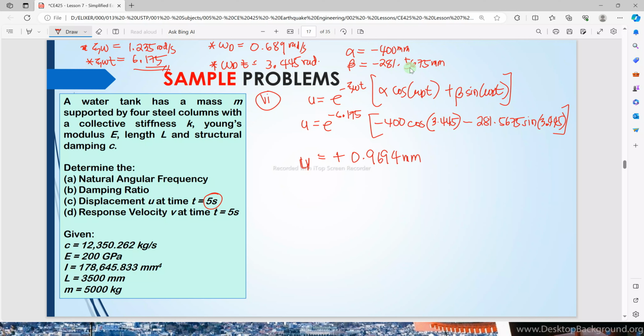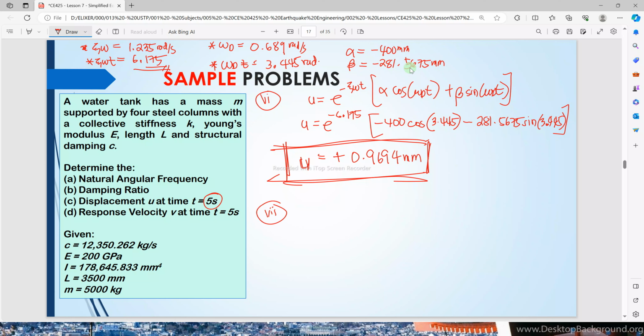0.9694 millimeters. So can you tanaw, no, from the initial displacement of negative 400, after 5 seconds, pila na lang. Almost 1 millimeter na lang din, iyang positive 1 millimeter na dayon iyang displacement. This is because of the application of our damping.